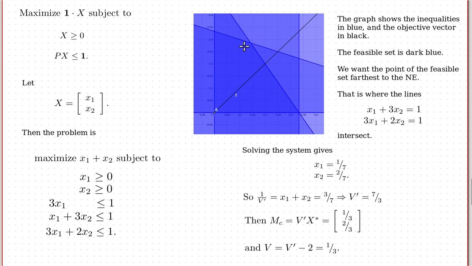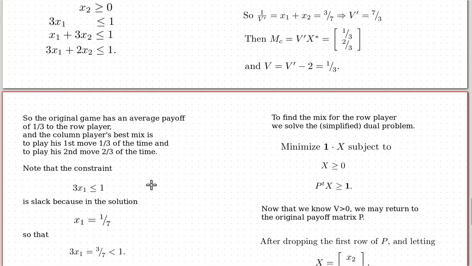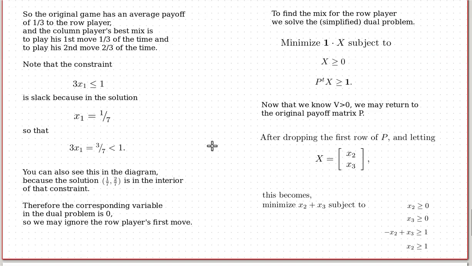In fact, you can see that visually in the picture, right? We know that the solution corresponds to this point. This constraint corresponded to this vertical line, and this point does not touch the vertical line. It's in the interior of this inequality, right? It's not on the edge. So that corresponds to the fact that this inequality is slack at the solution. Now remember, complementary slackness tells us that the corresponding variable in the dual linear programming problem will turn out to be 0 in the solution.